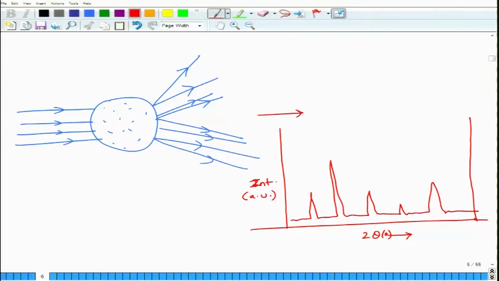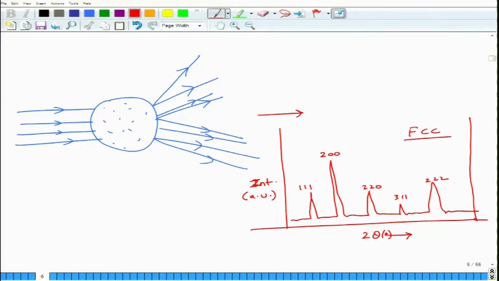So for example, if it was an FCC crystal, your first peak would be 111, the second would be 200, and then you will have 220, then 311, then 222, and so on and so forth. That is how you will get an X-ray diffraction pattern for an FCC crystal. If it was a BCC crystal, it would be different as per the extinction conditions.